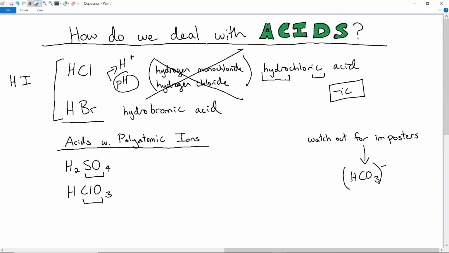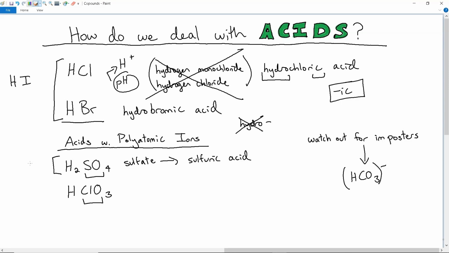In the case of acids with polyatomic ions, we are going to drop this hydro prefix. It's actually going to go away. Let's take a look at our first example. This polyatomic ion is called sulfate. Now, I'm not going to use the hydro prefix, but I am going to use the ic ending. And what I get is sulfuric acid.